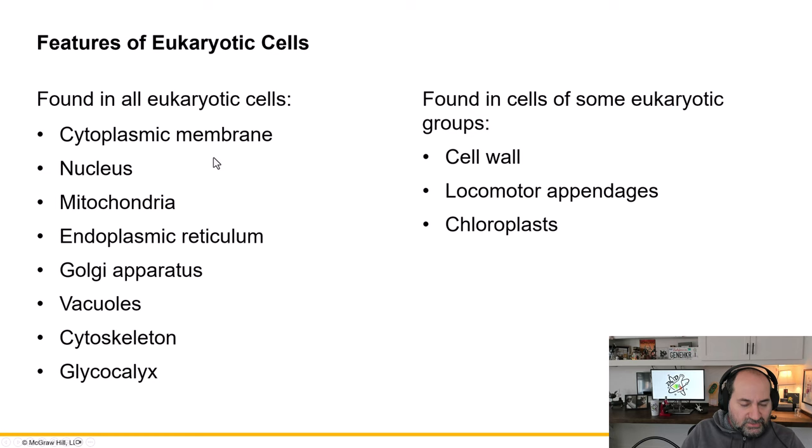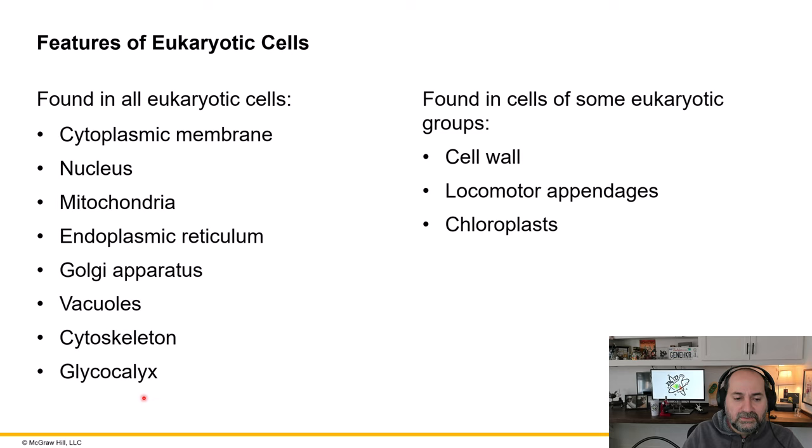Now, what are some features of all eukaryotic cells? We're gonna touch on just a few of these. Remember, all cells, not just eukaryotic cells, but all cells possess a plasma membrane. That's the phospholipid bilayer around the cell. Eukaryotic cells in particular have a nucleus, which means that their chromosomes are inside of a double membrane structure. Eukaryotes possess mitochondria usually. They have an endoplasmic reticulum. They have the Golgi apparatus, vacuoles, a cytoskeleton, and some form of glycocalyx.